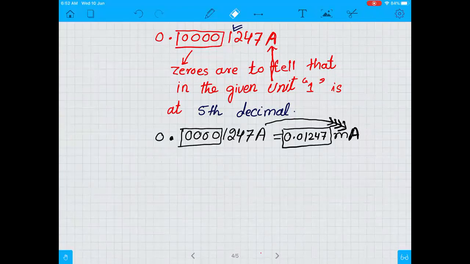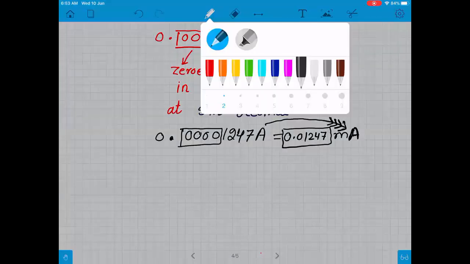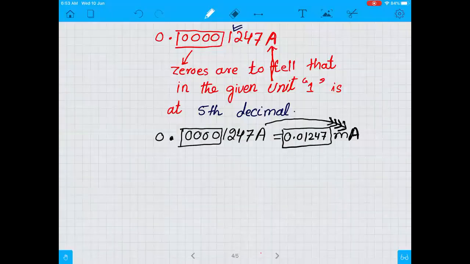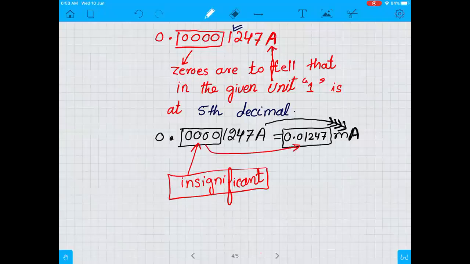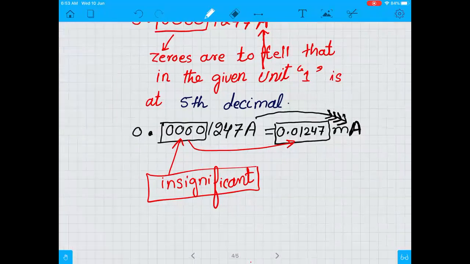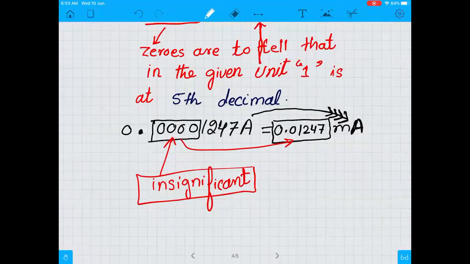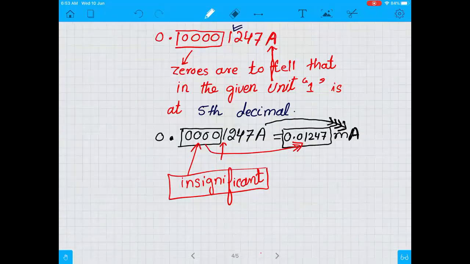That's why we say that the given zeros before a number are always insignificant. They are meaningless. They are just there because of a wrong unit being used. If you change the unit, you see, they are eliminated. So they are there to give the place value to the first non-zero number. Now this is the rule for zeros which are before a number.